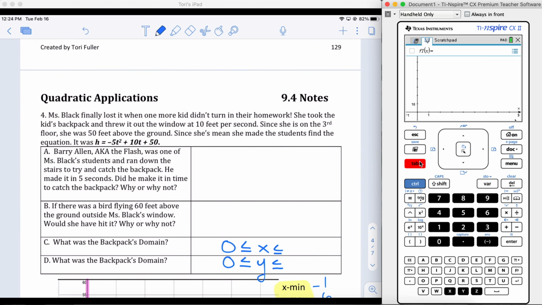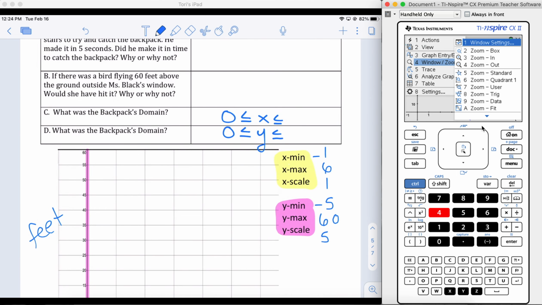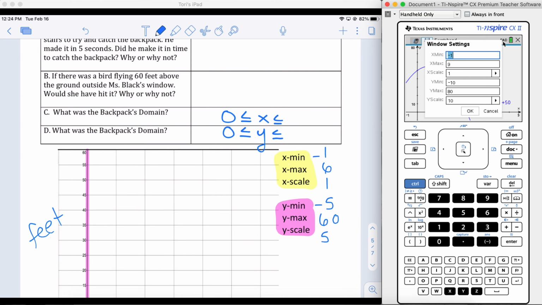So make sure we're using x's. -5x squared plus 10x plus 50. Enter. Change our window using window settings. Beautiful. And I'm typing in, not everything has to change, only those -10s and the 9 had to change. So up to 60, counting by 5s. Good.